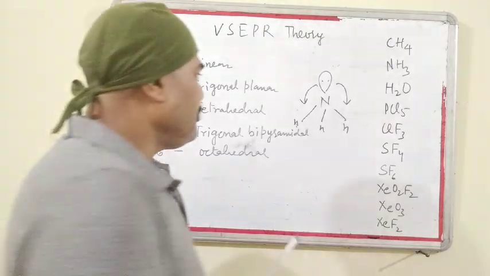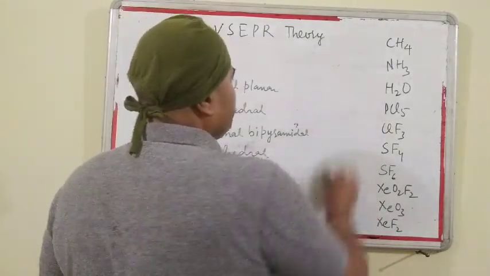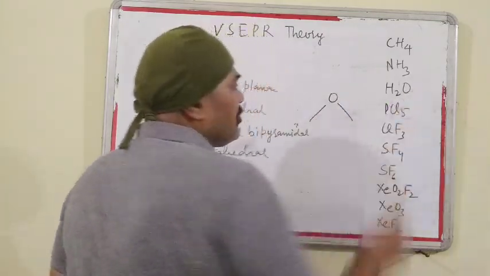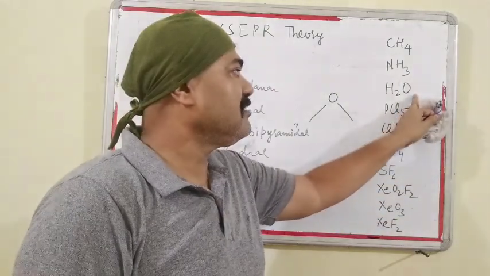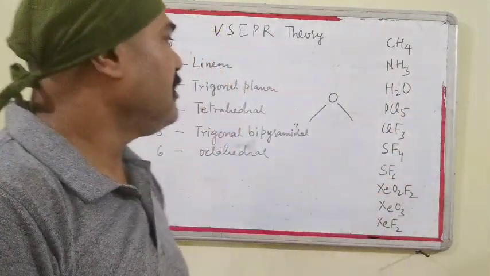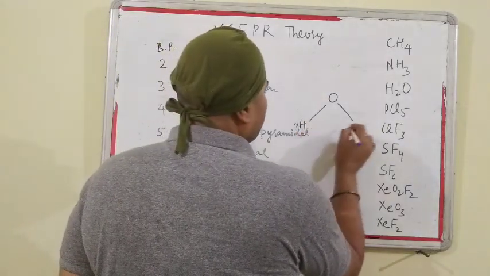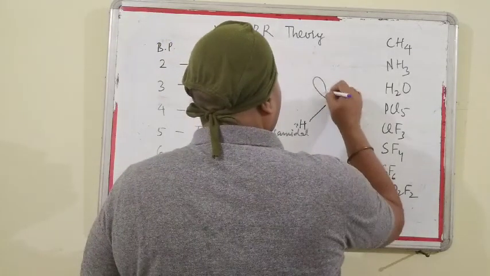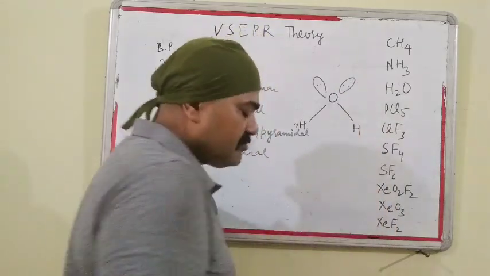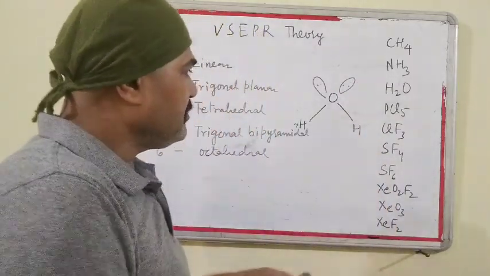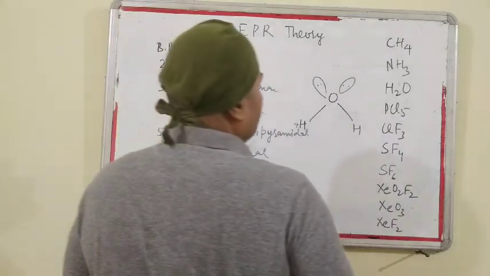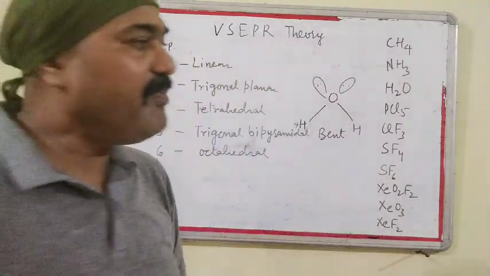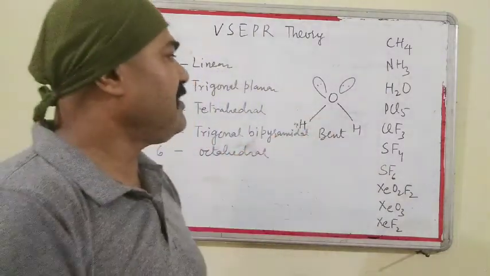Okay. Now we move to the water molecule, H2O. The number of electrons in the outermost orbit of oxygen is 6. It forms 2 bond pairs with 2 hydrogen atoms, and the other 4 electrons are present in the form of 2 lone pairs. These lone pairs repel the bond pairs, and the shape of the water molecule is bent.